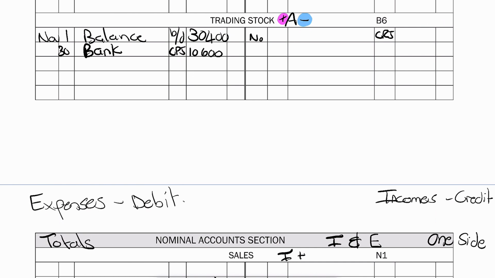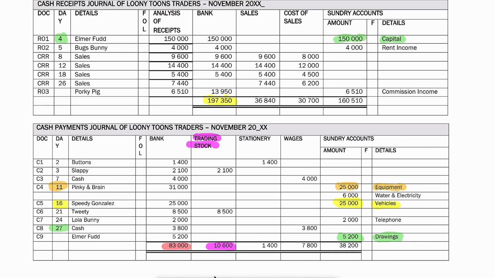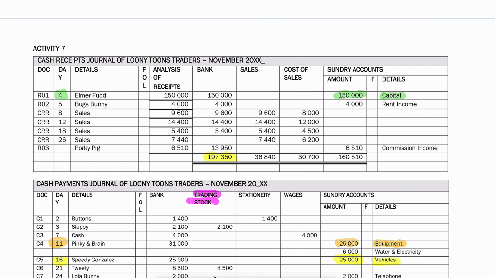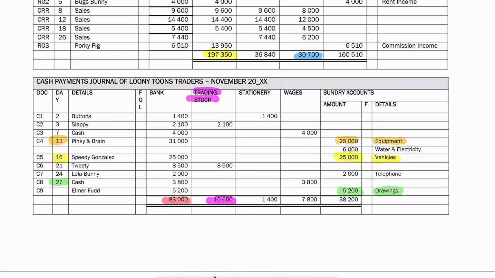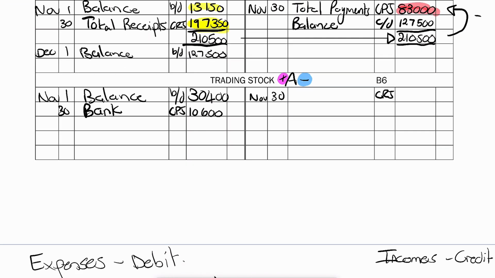So let's quickly write in the date. It's November the 30th. Cost of sales has its own column in the CRJ. If we go in and have a look, our cost of sales column, the total is 30,700 Rand. So the total amount of stock that we sold in the month of November was 30,700 Rand. What we need to do there is put in the contra account. Our contra account for trading stock is cost of sales. So that is our contra account again when selling trading stock, cost of sales.